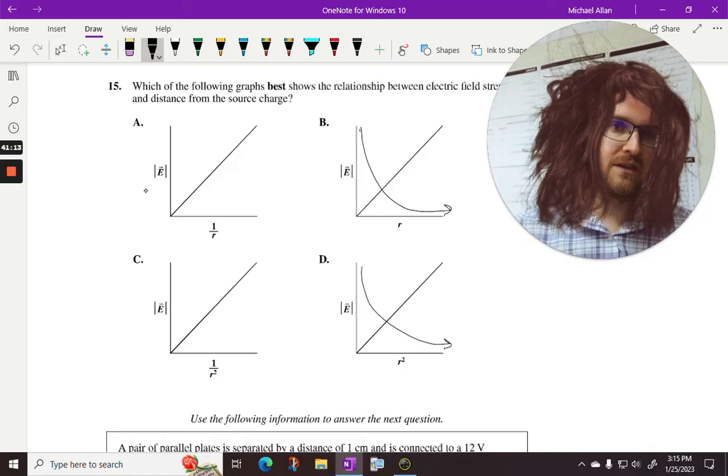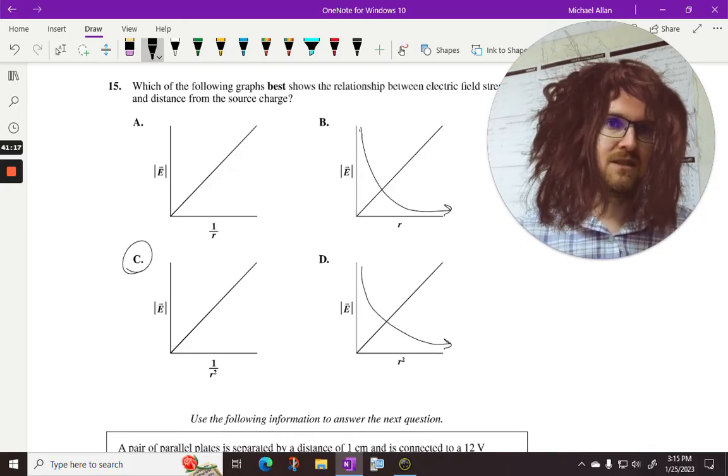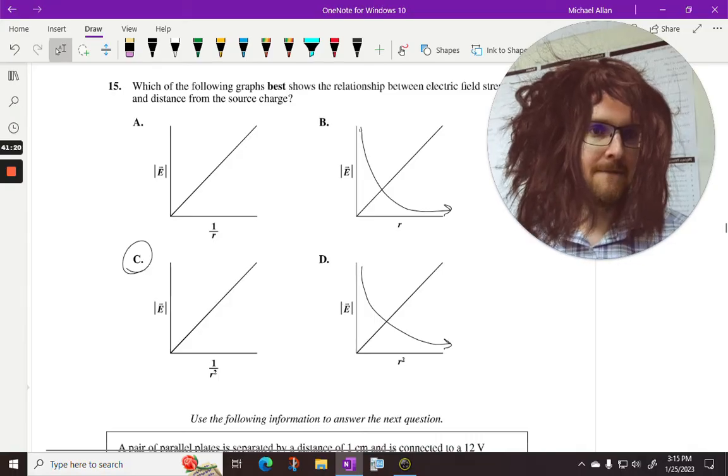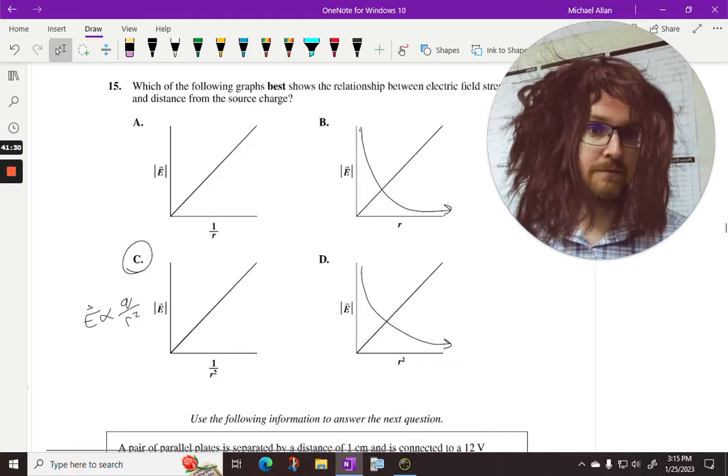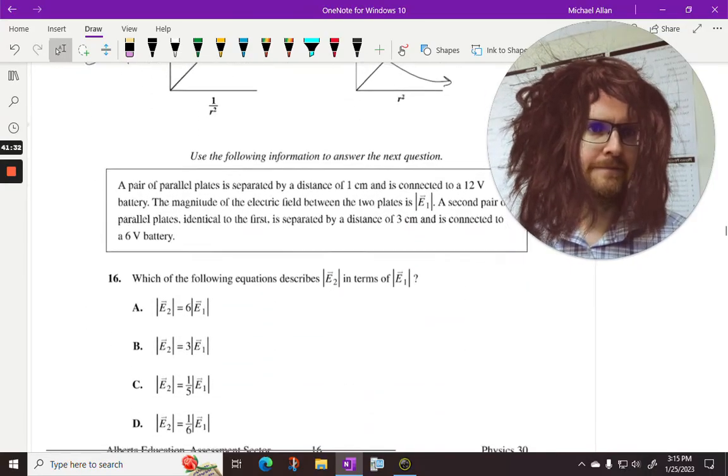So if I want to straighten this graph out, I've got to do that 1 over R squared stuff. So it's got to be C. You can remember the formula is proportional to Q over R squared. So technically, the slope of this line would probably be Q with a K in there.